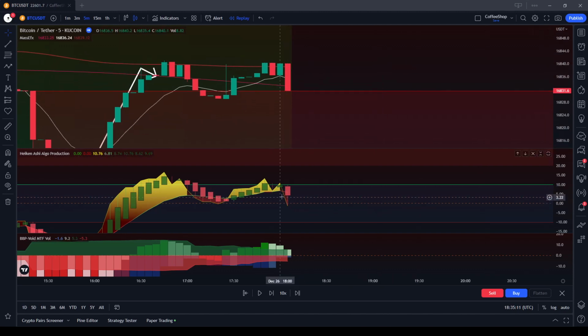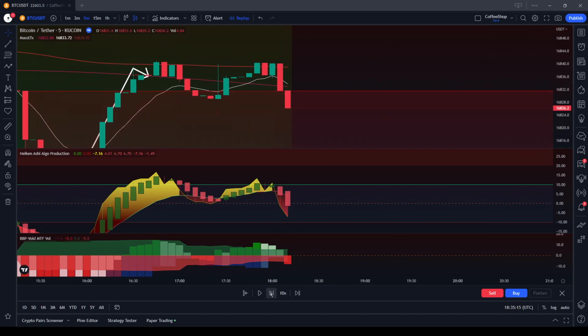Now we got to move to the downside. Crosses over. Majority of this candle is not below the average. Not yet. This is the game of patience. Boom. Here we are. Move to the downside.